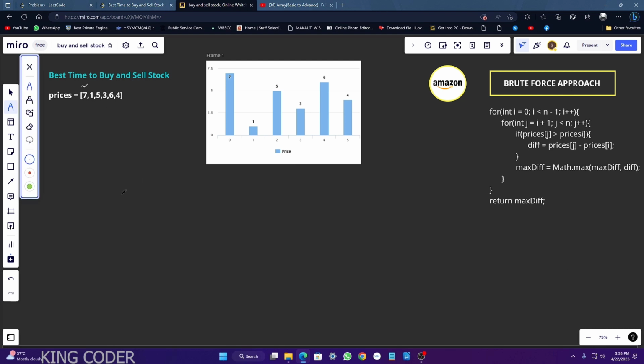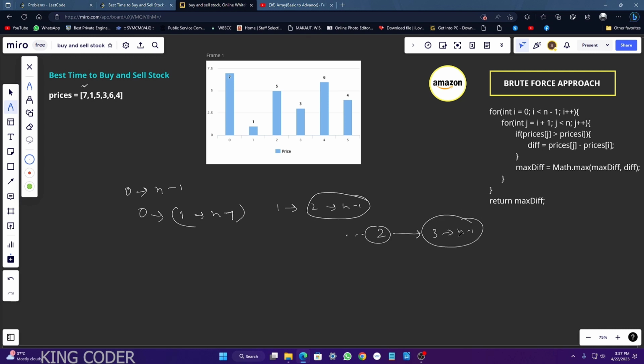In brute force, we can run a for loop from 0 to the end of the array, that is n minus 1, and for every day 0 we will check if we are getting a maximum profit between 1 to n. For day 1 we will check if we are getting a maximum profit between 2 to n, and same for day 2 we will check between 3 to n minus 1. For day 3 we will check 4 to n minus 1, and so on. So for day i, I need to check from i plus 1.